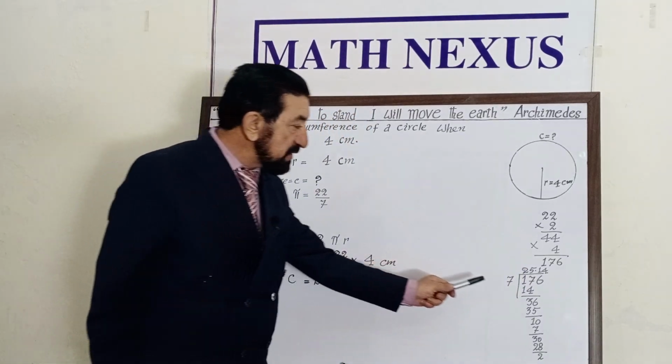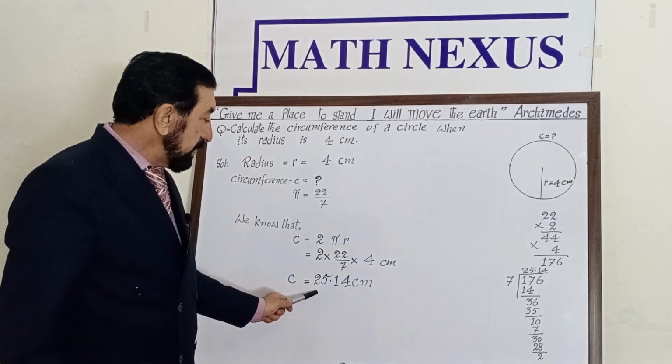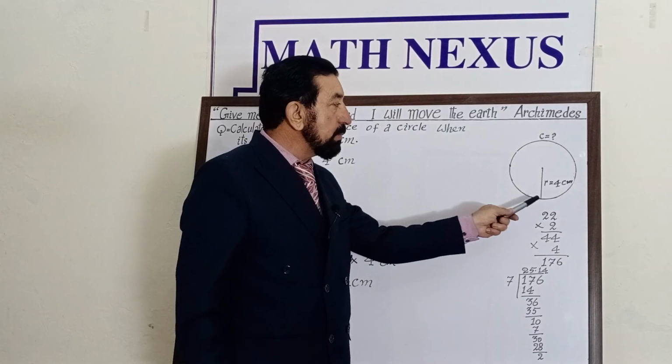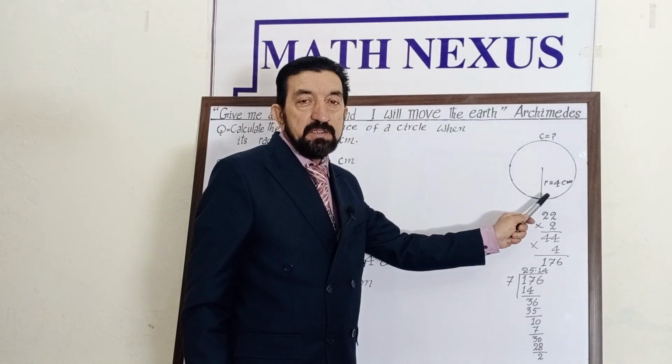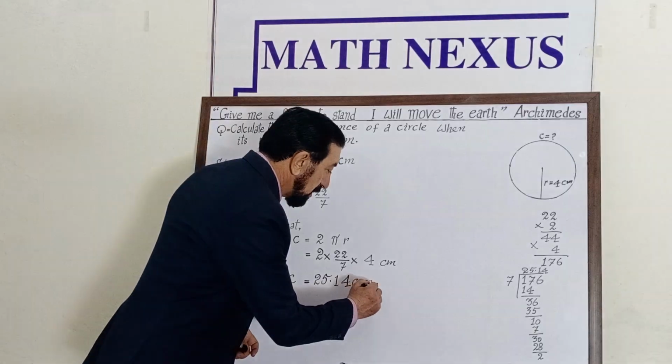176 upon 7, this is equal to 25.14. 25.14 centimeter is the circumference of this circle having radius equal to 4 centimeter. This is the answer of the question.